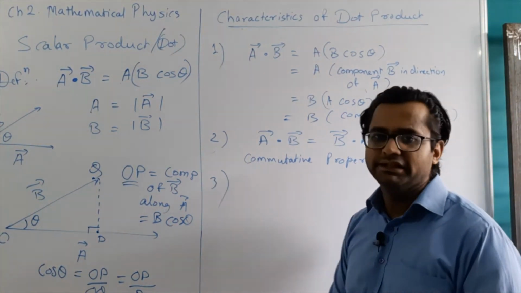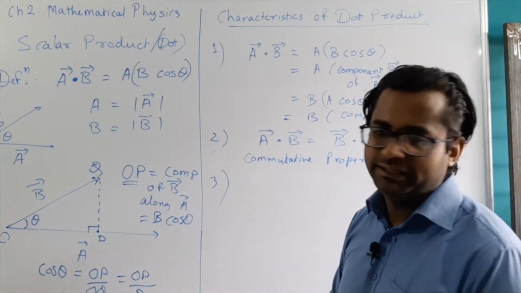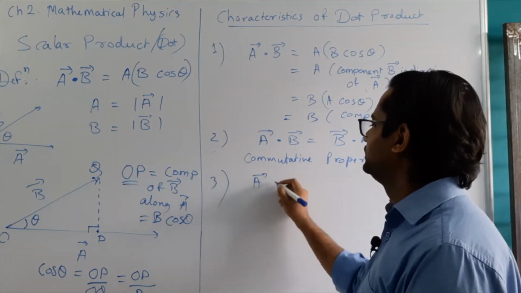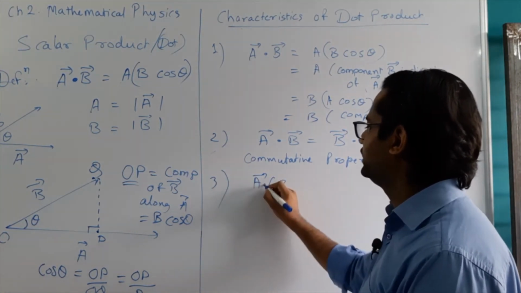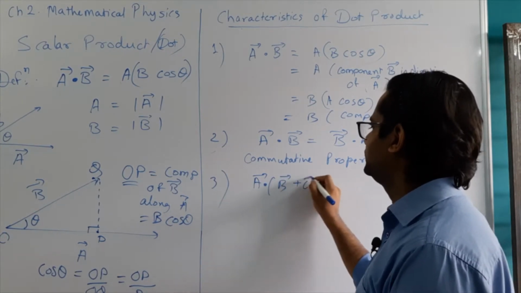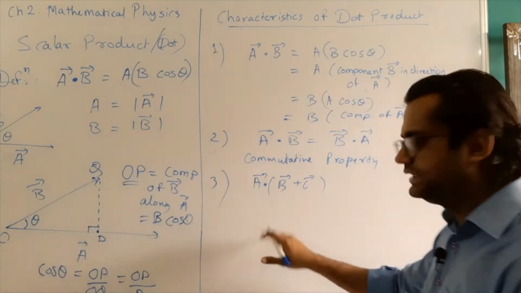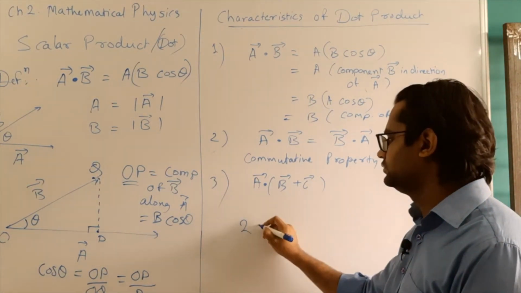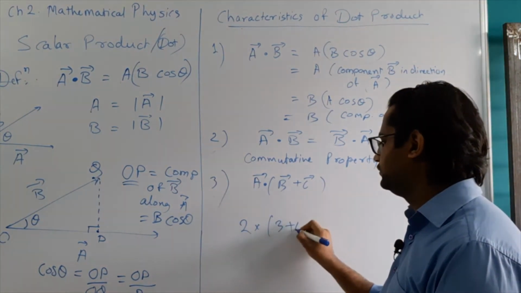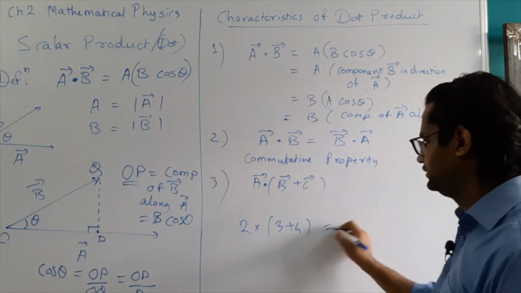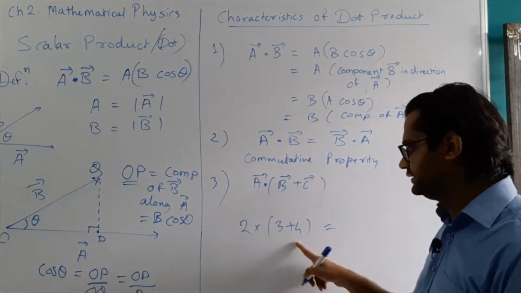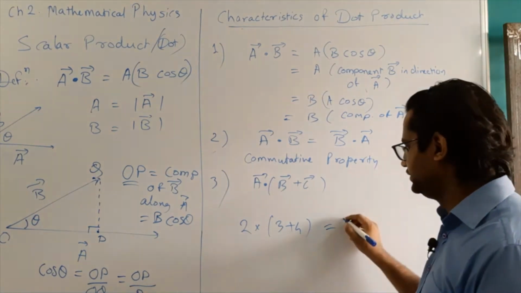Now property number 3, characteristic number 3: this scalar product obeys the distributive law. If A bar dot B bar plus C bar, so if we have numbers like 2 into 3 plus 4, what will be the answer here? 3 plus 4 is 7. 7 into 2 is 14.